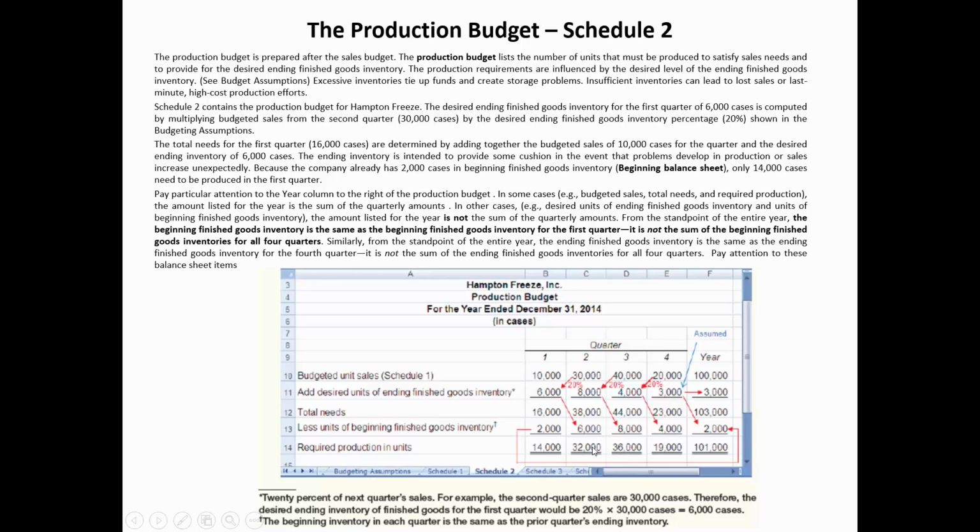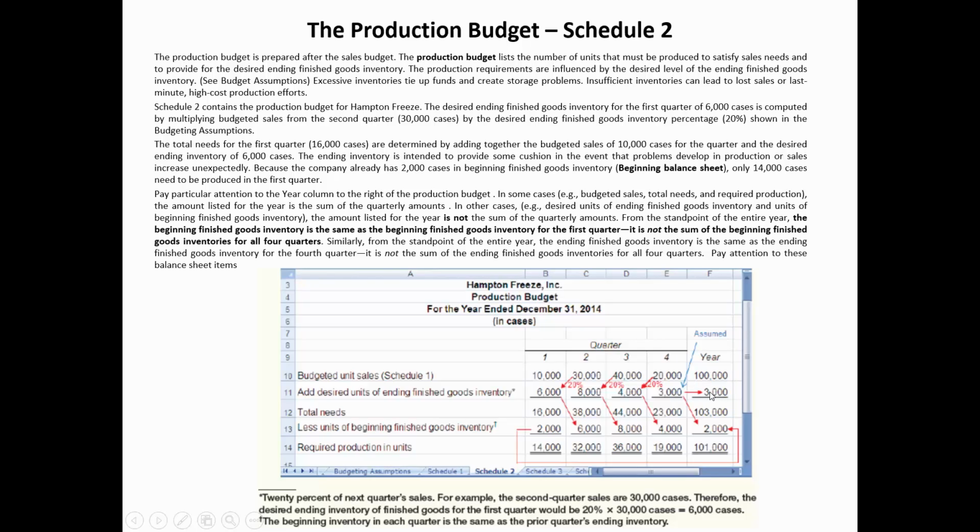Obviously, this is budget planning at the beginning of the year, so they're expecting to have this on hand. This could change during the year, but this is the pattern. Now watch what's happening here at the end of the year when we're talking about what's on hand. Pay particular attention to the year column to the right of the production budget. In some cases, the budgeted sales, total needs, and required production, the amount listed for the year is the sum of the quarterly amounts. See, this is the sum of the quarterly amounts.